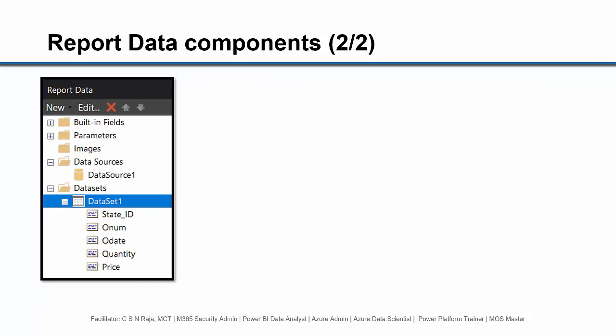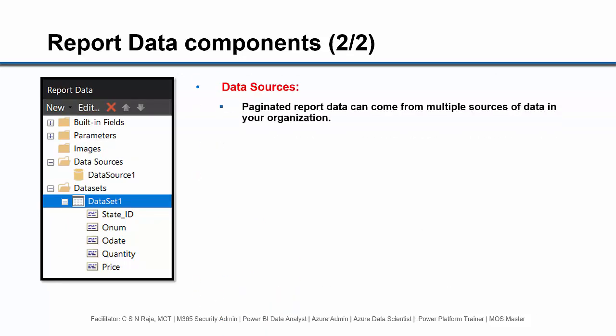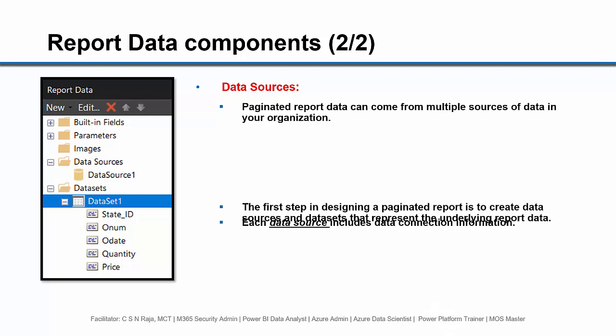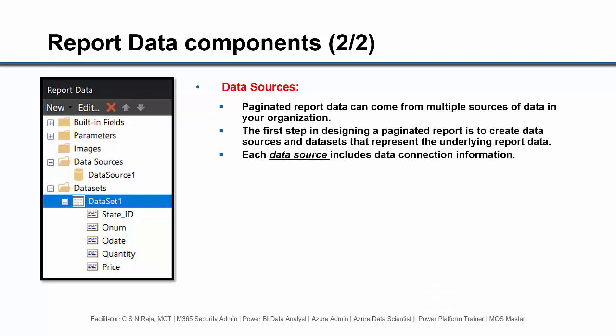The other two data components are data sources and datasets. Paginated report data can come from multiple sources of data in your organization. The first step in designing a paginated report is to create a data source and then datasets that represent the underlying report data. Each data source includes data connection information.